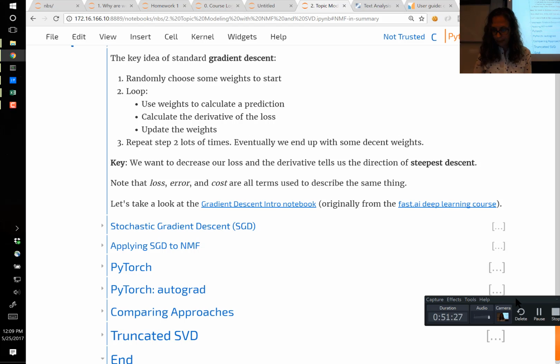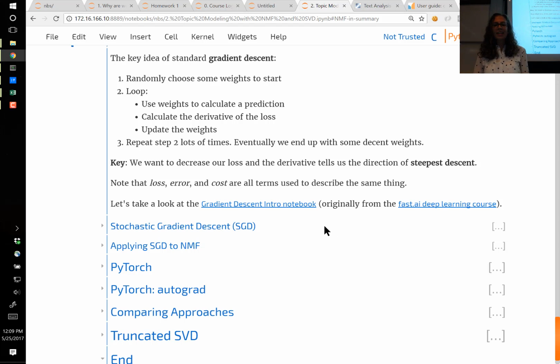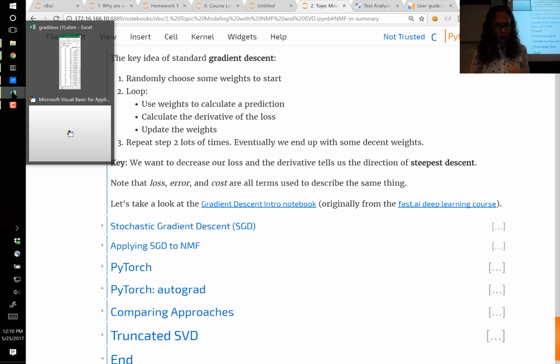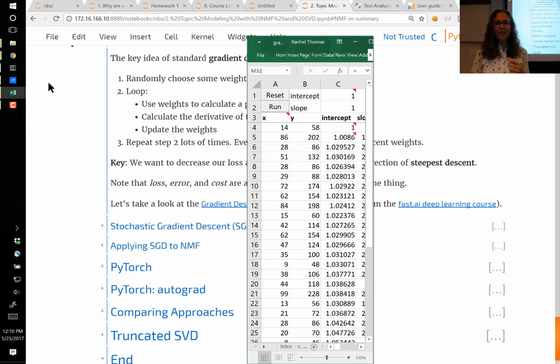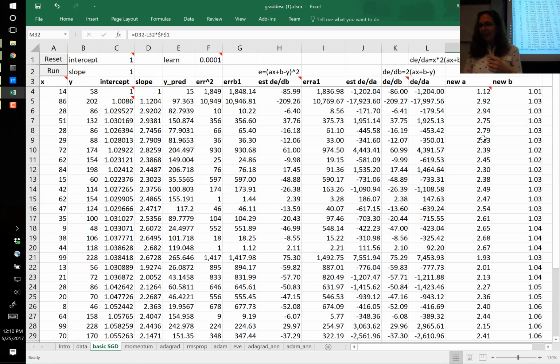For this, I'm going to use an Excel notebook, and this is something Jeremy originally developed for the deep learning course. I think it's very helpful. Many programmers can be kind of snobby about Excel, but Excel is really visual, and it's a good way to see things. So I'm just going to walk through gradient descent in here.